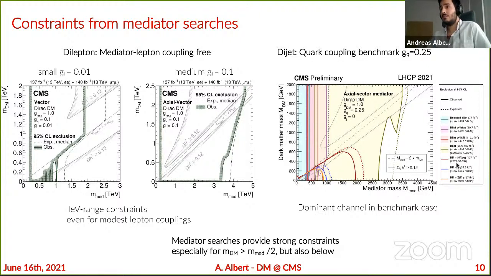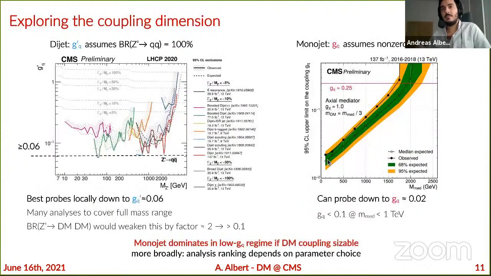Of course, when you see the plot on the right, where the monojet result that I showed you is the red curve here, you might wonder, why do we even do monojet at all? It seems useless if the dijets are so powerful. And that's true in the benchmark coupling case. But to really understand this, we have to look at the coupling dimension in a little bit more detail. And on the left, you see the coupling limit plot for the dijets, where we have many different lines simply because we need different search strategies for different points in this mass range, because the trigger requirements change.